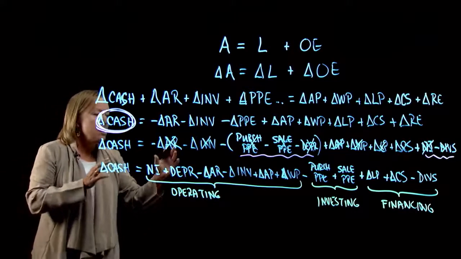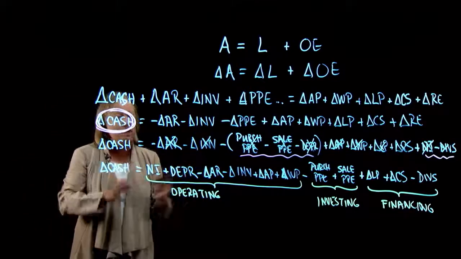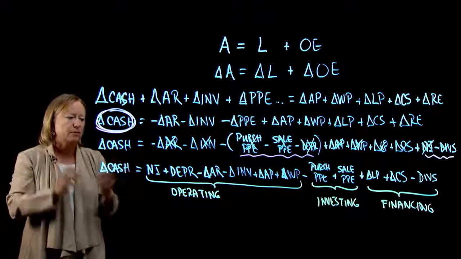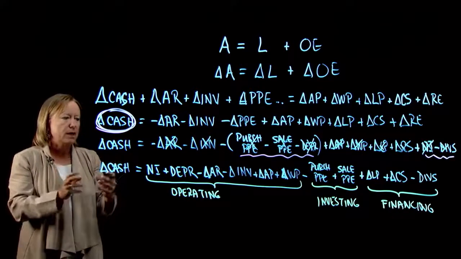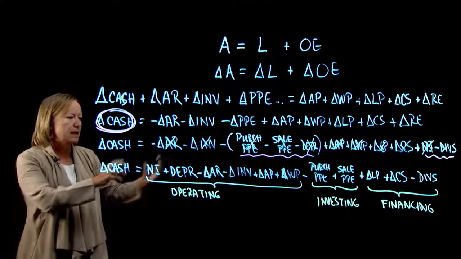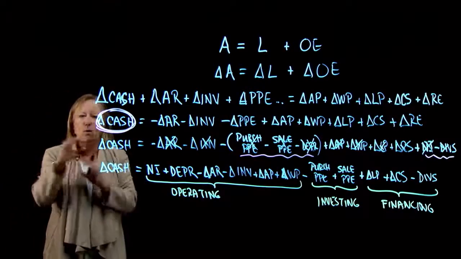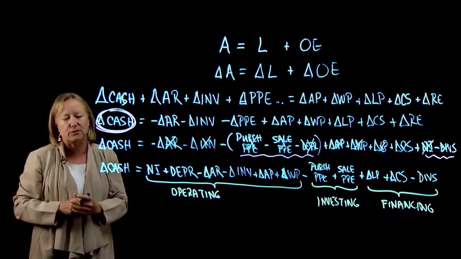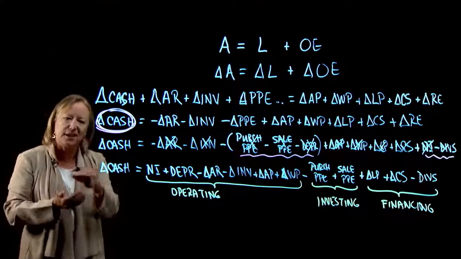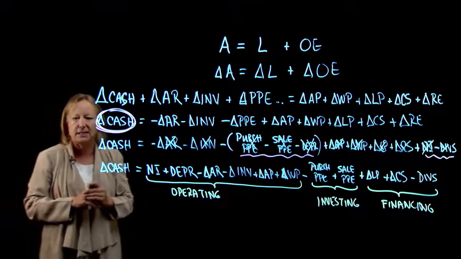So by regrouping these, we've been able to see a group of accounts that seem operating in nature, a group that seem investing in nature, and a group that seem financing in nature, which is exactly what we would want to see if we're doing the statement of cash flows: an operating activities section, an investing activities section, and a financing activities section.